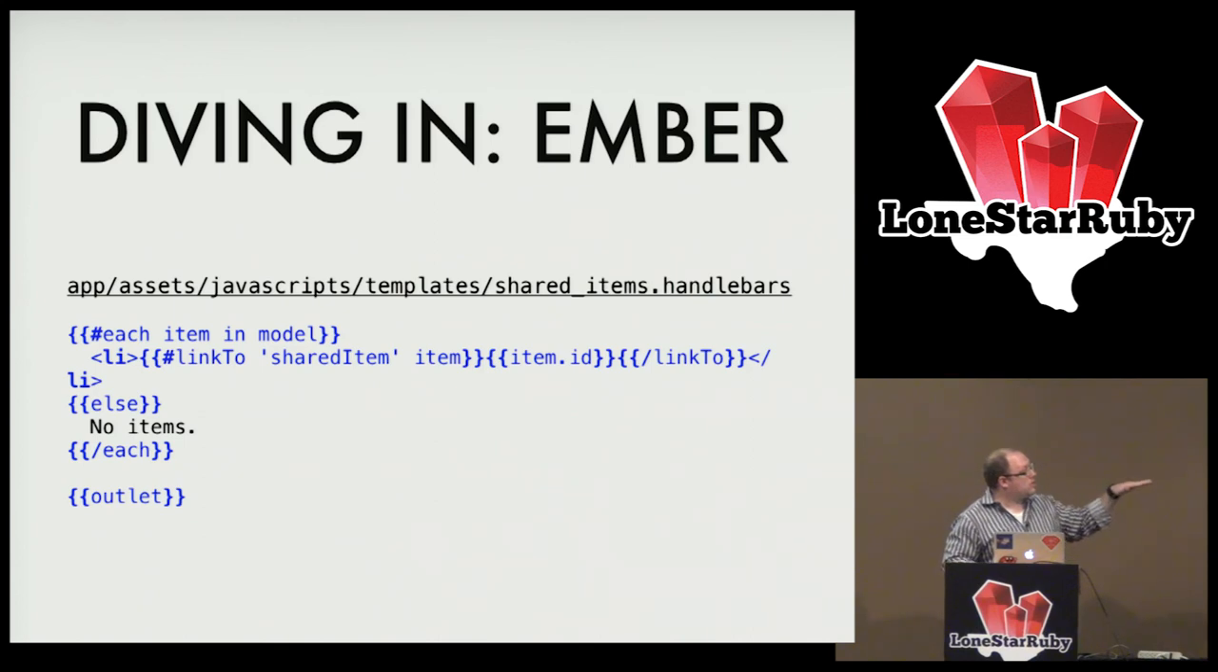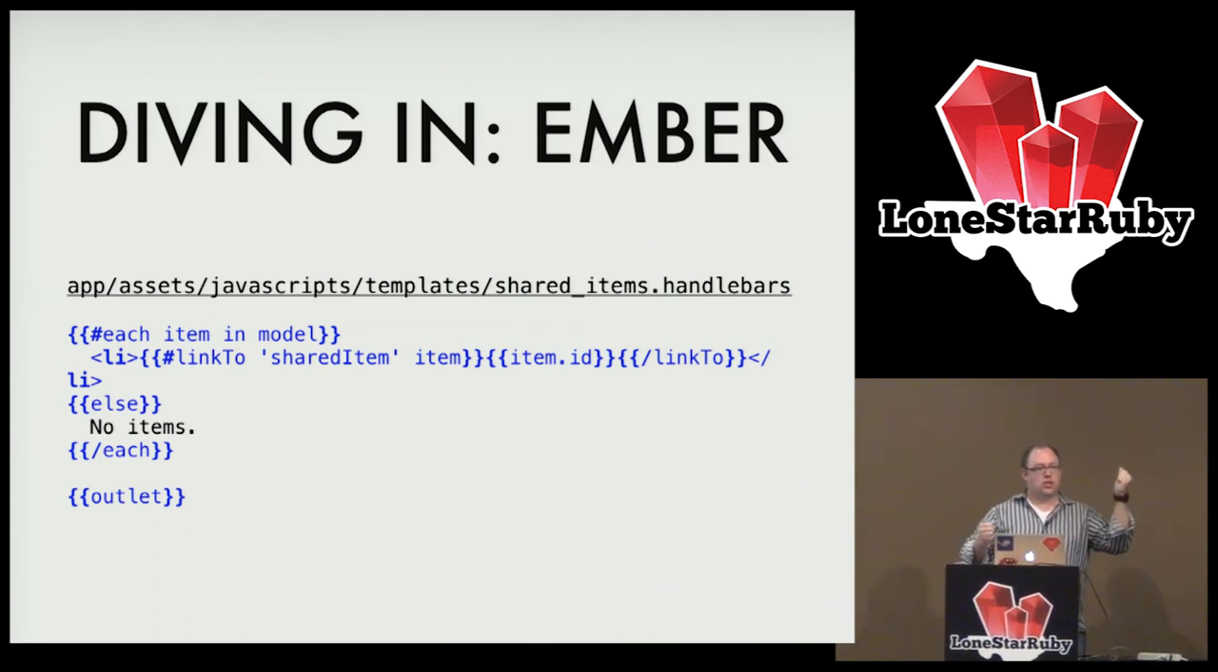So all Handlebars is doing is saying, hey, we got a model here. Let's iterate over it and link to each one. And if there isn't anything, we're going to say no items. So that's that cool else helper on iterators. It's just kind of really handy. And then outlet. What is that outlet for? That outlet is actually tied to the nested route.